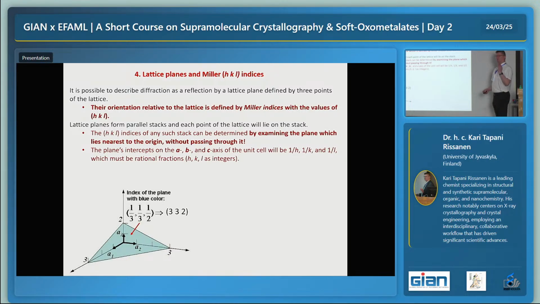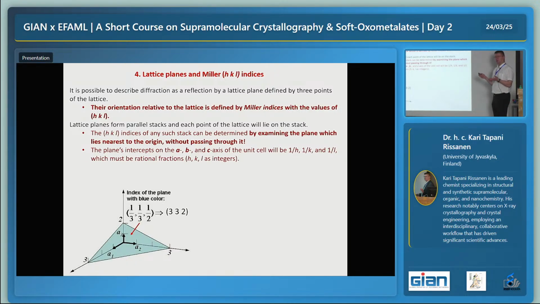Now remember, I told you that the diffraction can be considered to happen from a plane. If that happens, this one plane contains certain points that reflect. And if that is true, we will see that as a reflection. We see that as a point like this. So that could be a reflection from this plane, 332.